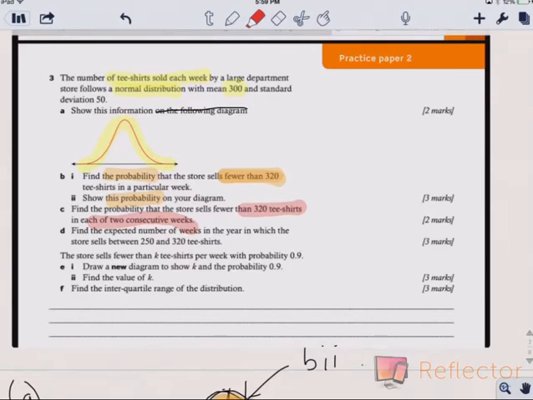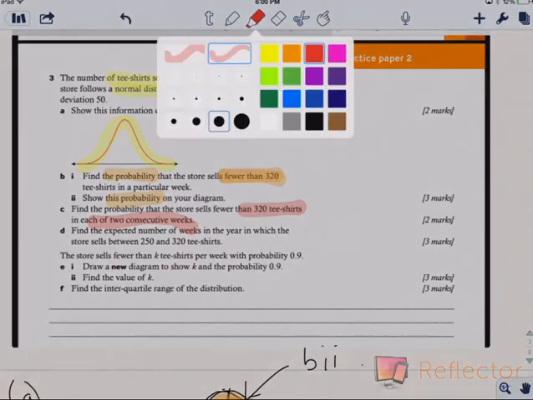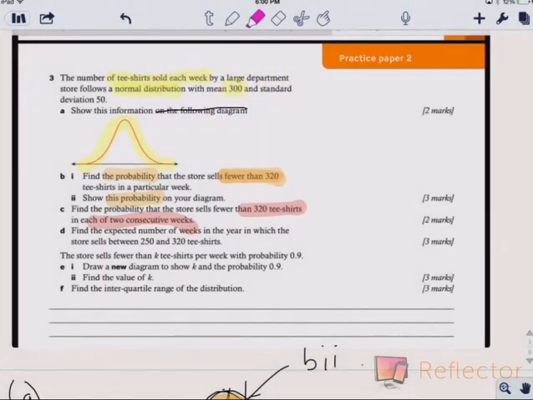Okay, here is the normal distribution problem from last week's test. Problems D through F. Problem D says find the expected number of weeks in the year in which the store sells between 250 and 320 t-shirts. Now, the important language in there is this expected number.